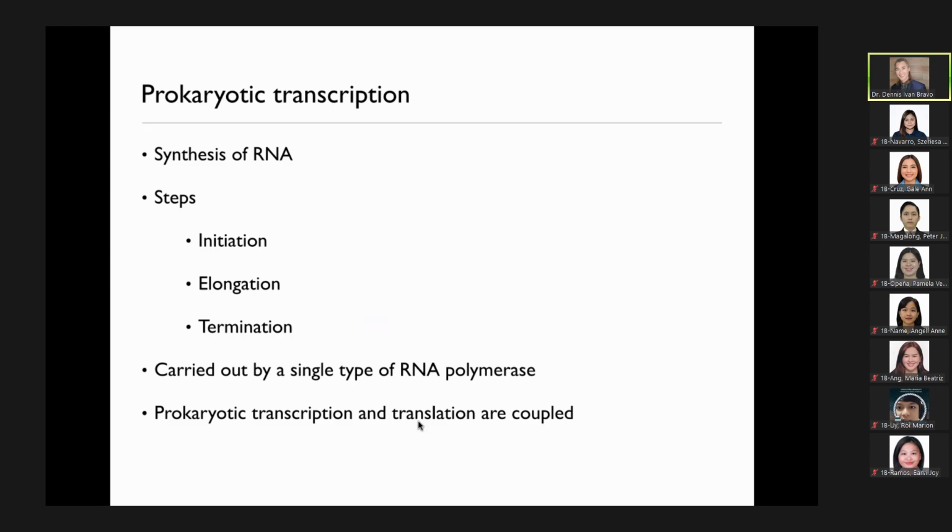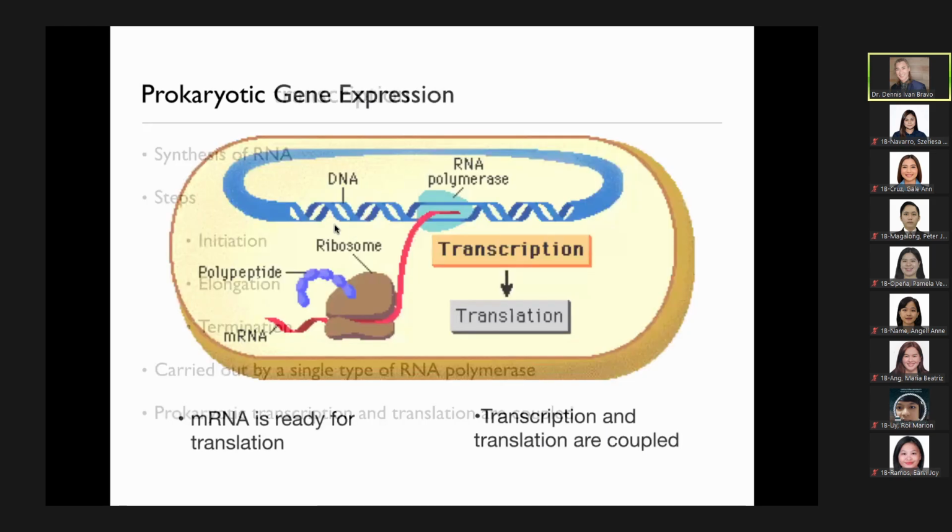And in prokaryotes, transcription and translation are coupled together. What does that mean? So let's say we have here a prokaryotic organism. The DNA is being transcribed by an RNA polymerase, and the mRNA, even before it is fully transcribed, can already be used by the ribosome for translation. So the RNA does not have to be completed for translation to begin.